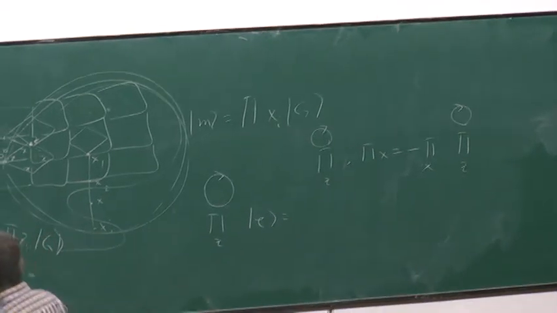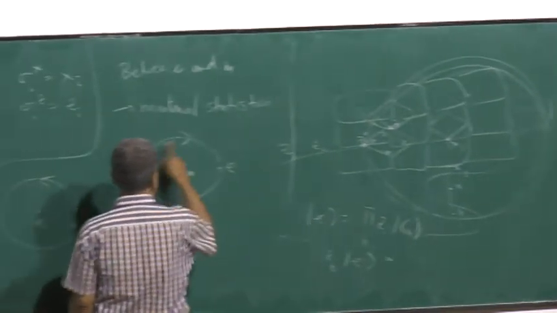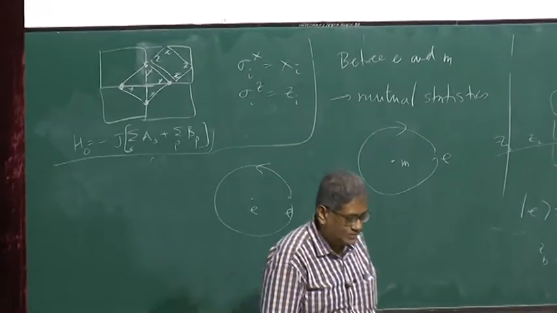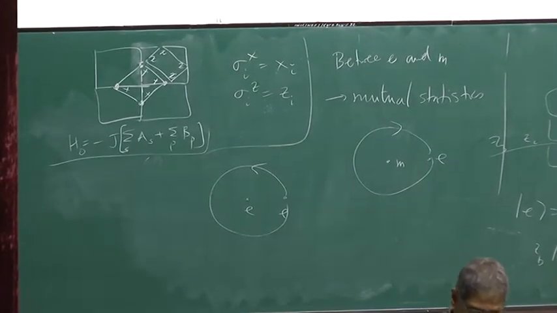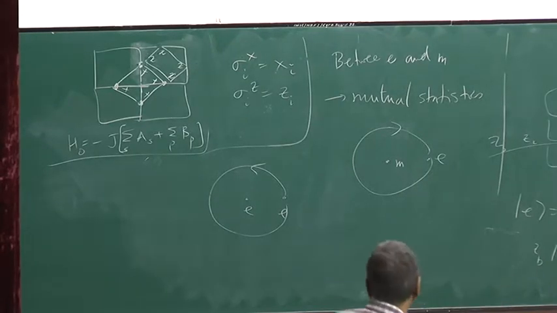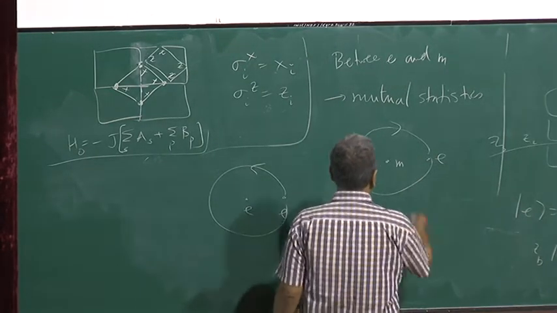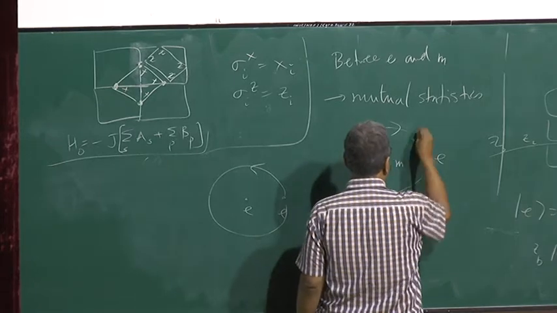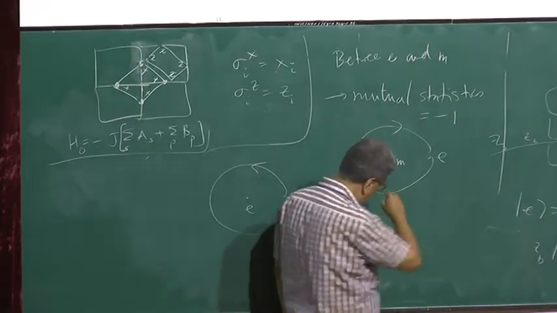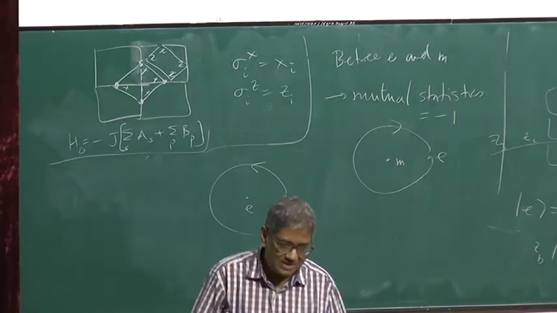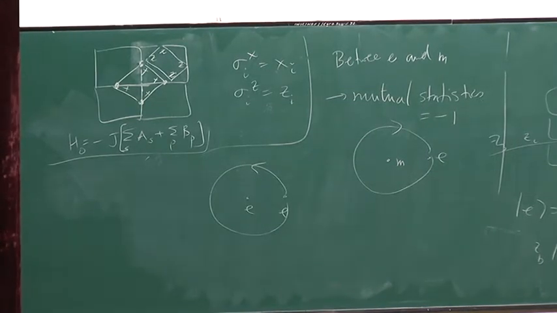So what that means is that if you take an electric charge around a magnetic charge, the wave function picks up a -1. So the mutual statistics between electric charge and magnetic charge is a -1. It is kind of unexpected, right? It is not as simple as you thought.